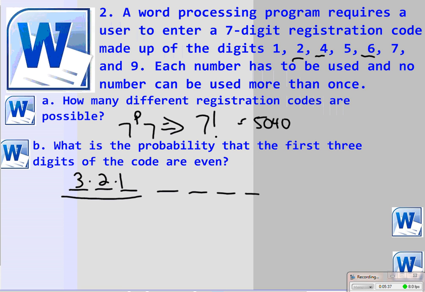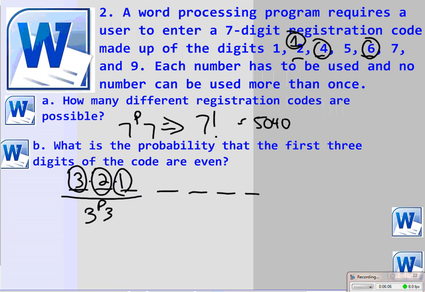I've got 3 even numbers to choose from. So for that first spot, I've got 3 even numbers I can put in there. For the second spot, I've already chosen one of the even numbers for the first spot, so I've got 2 left. Say I put 2 in the first spot. That means I've got 4 and 6 for the second spot. And that means I've only got 1 even number left for the third spot. So this is a little like saying 3p3.